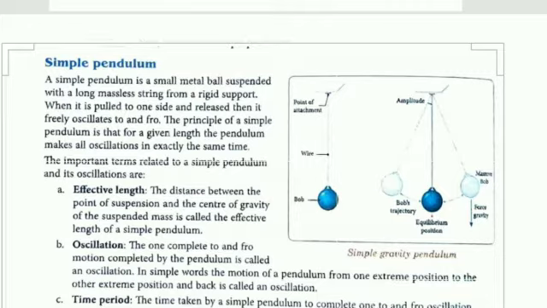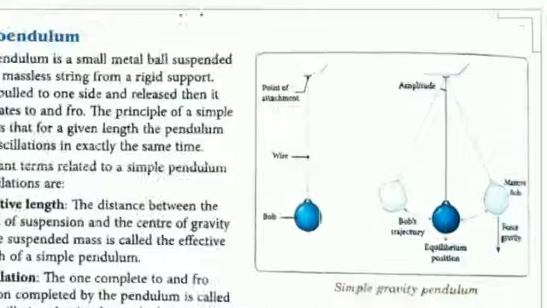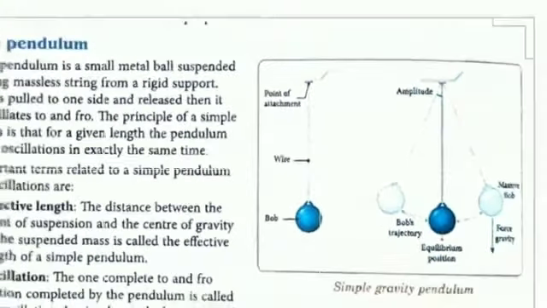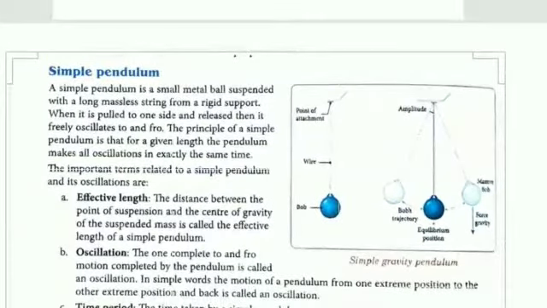The important terms related to the simple pendulum and its oscillation are: effective length. The distance between the point of suspension, the point of attachment, and the center of gravity of the suspended mass is called the effective length of the simple pendulum.